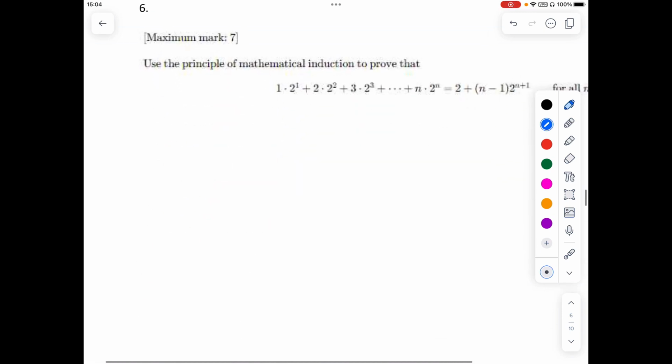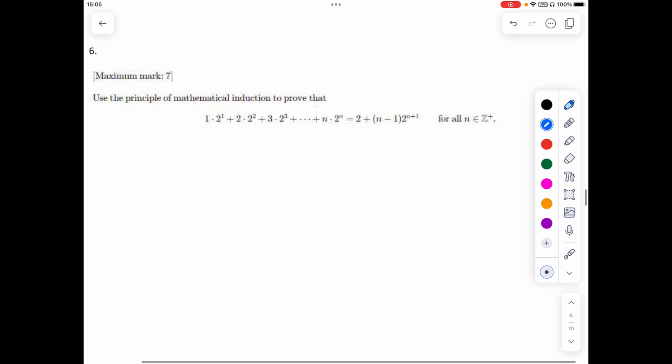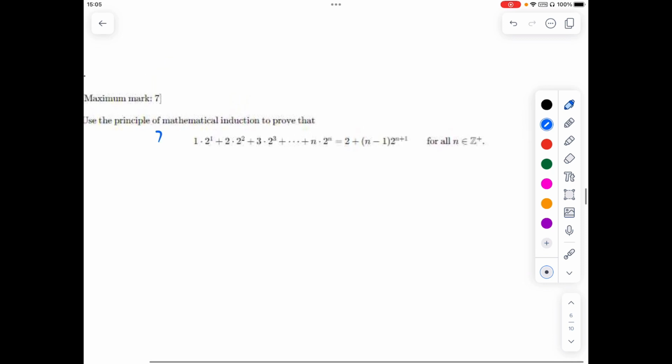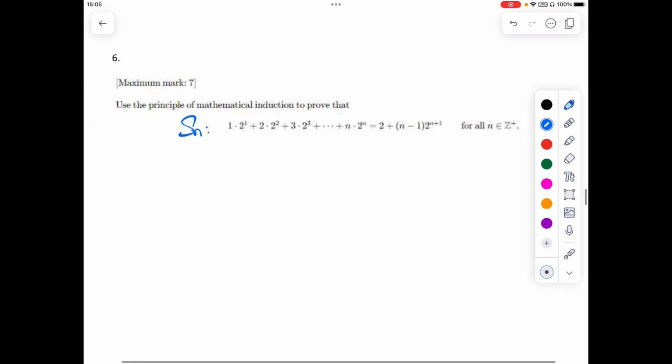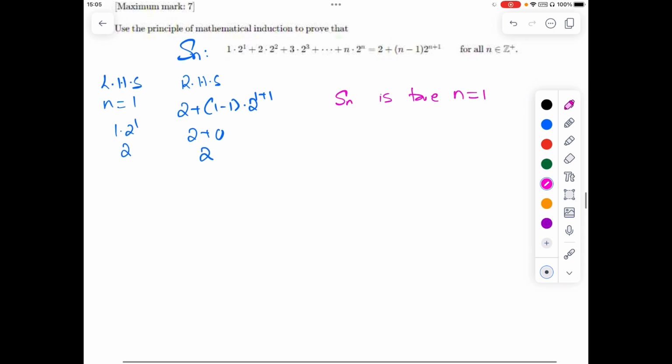Question number 6. Use the principle of mathematical induction to prove this one. Let this statement be Sn. I take the left hand side, n equals 1, it becomes 1 times 2 power 1, which is 2. Right hand side, plug in n equals 1: 2 plus 1 minus 1 times 2 power 1 plus 1, 2 plus 0, which is 2. So we can see that left hand side equals right hand side. Therefore, Sn is true for n equals 1.